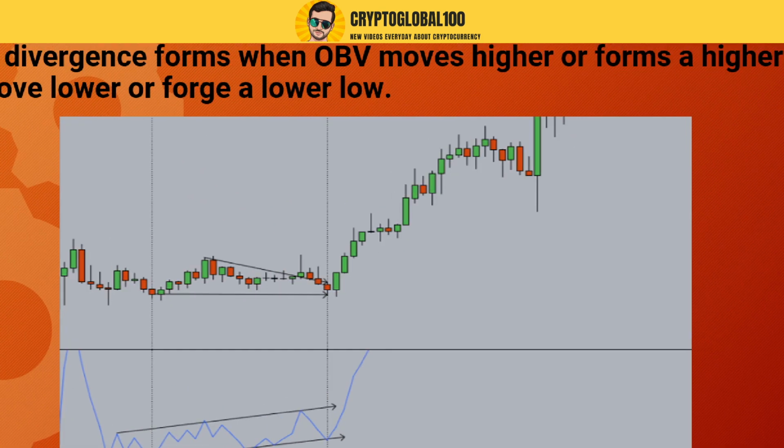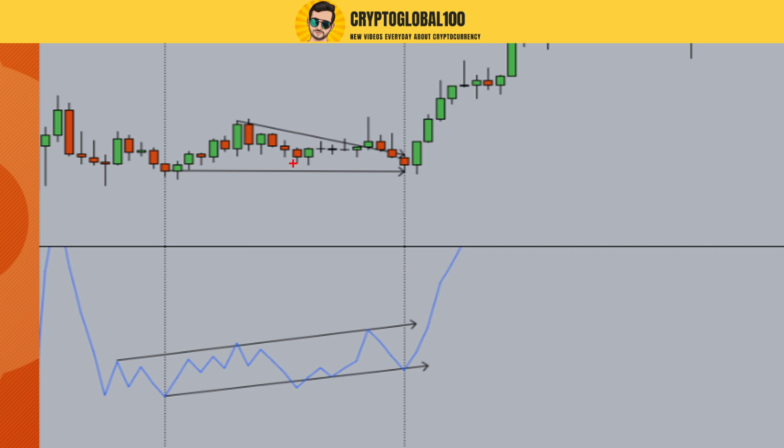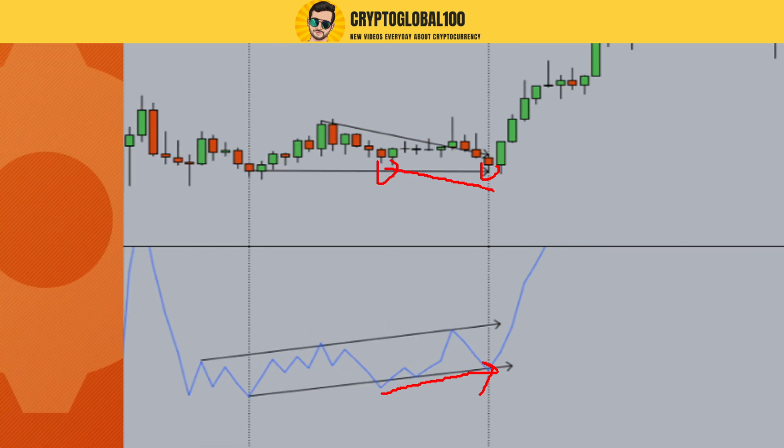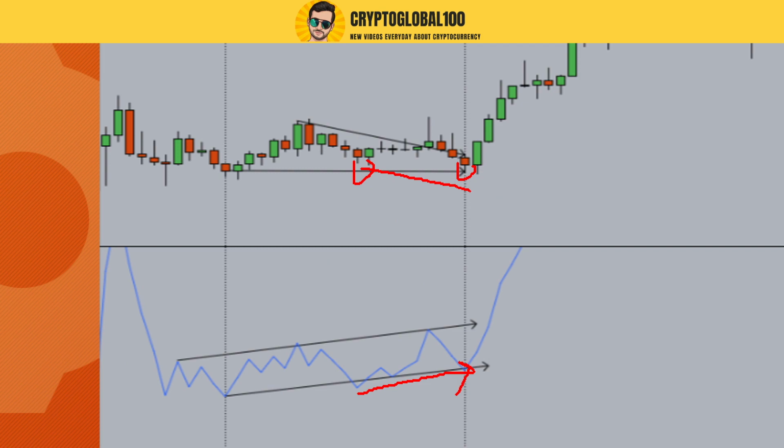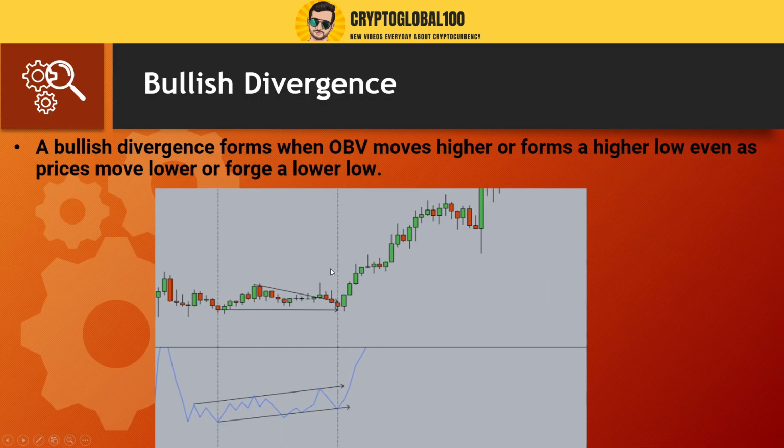I'm going to explain this one more time so you get the idea. Watch this candle and this candle. The price was making a lower low, but at the same time the OBV was making higher lows. And what happened afterwards? It shows that volume was moving in. There was a huge buying volume flowing into the asset, and afterward we saw a huge breakout towards the upside. This is the one bullish divergence.